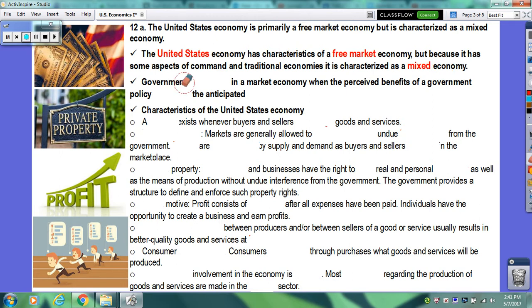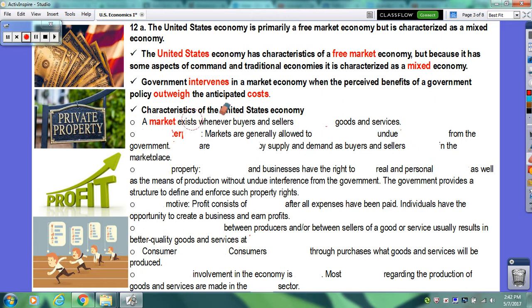Next point here, government is going to intervene in a market economy when the perceived benefits of a government policy outweigh the anticipated costs. So in a well-run government, the government should only get involved if it helps, not if it's going to hold people back, because you want to look out for the common good of all individuals. So a few characteristics of the United States economy are this.